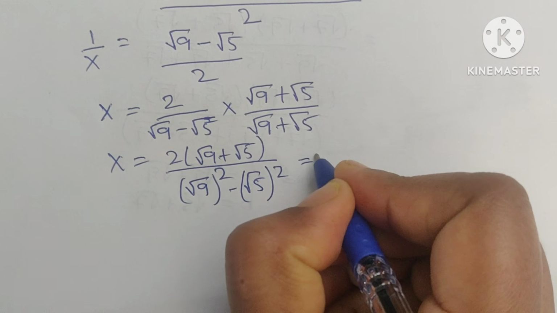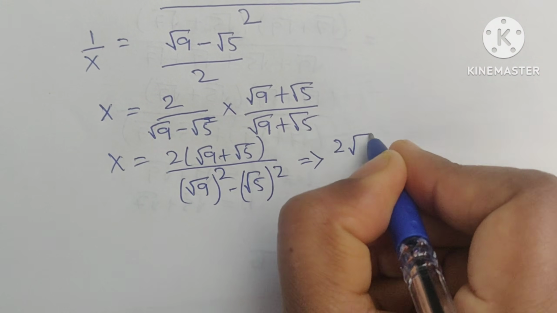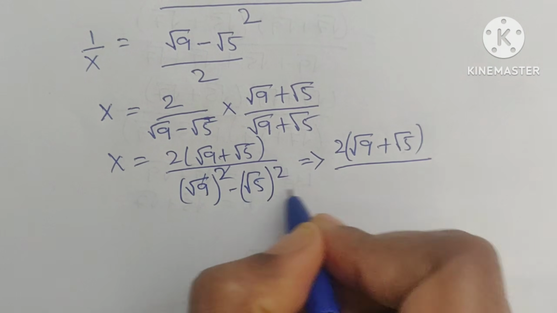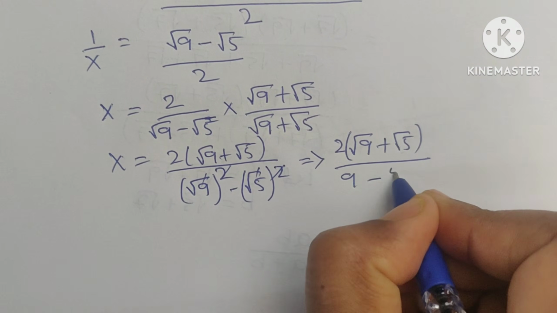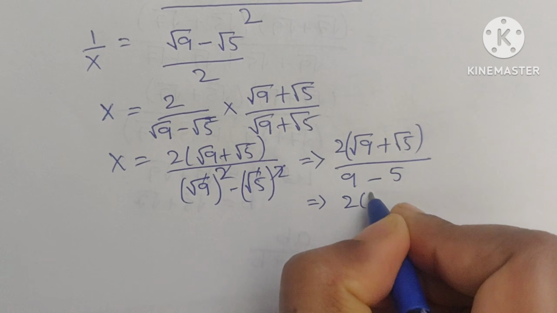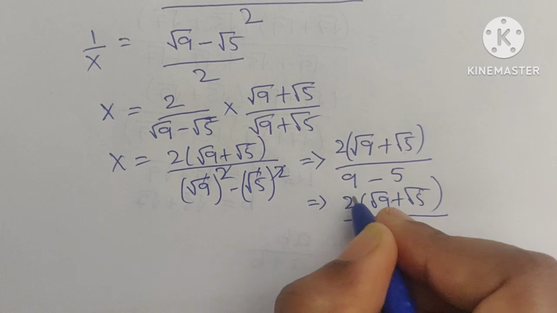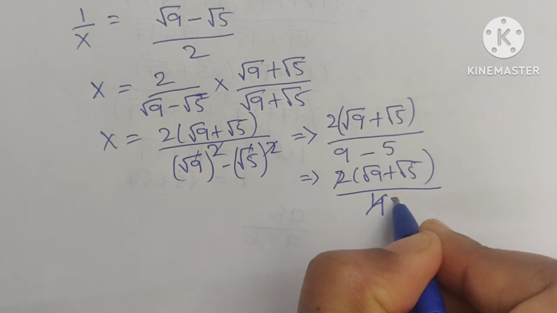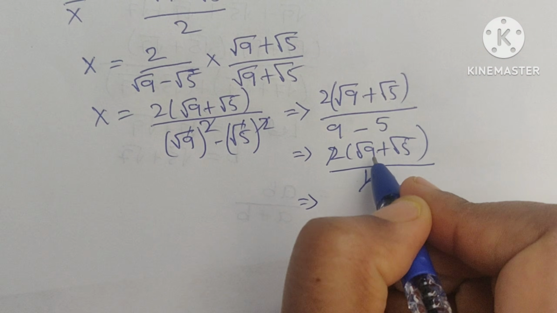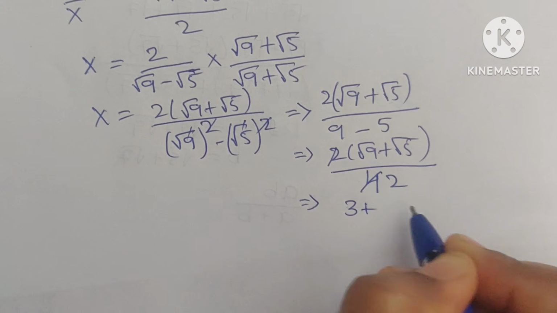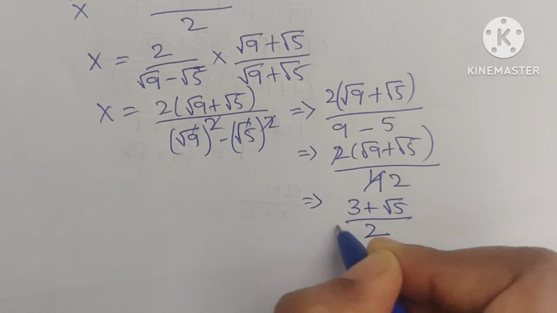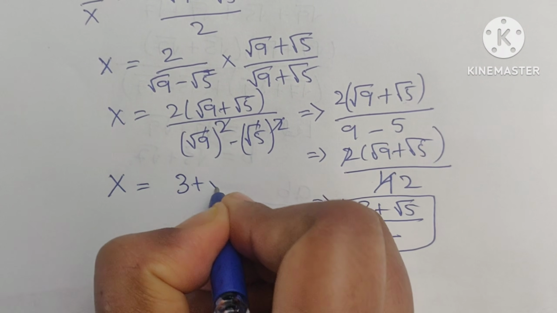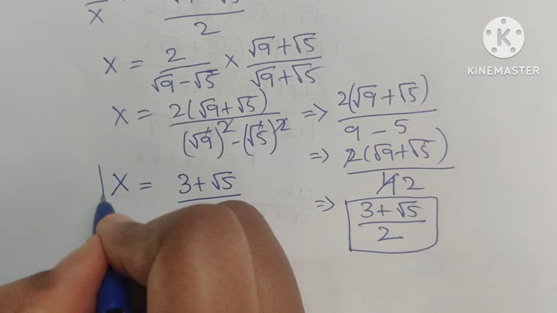So now 2 times square root of 9 plus square root of 5 divided by, so the 9 square root gets cancelled, 9 minus the square root gets cancelled, 5. So we will get 2 times square root of 9 plus square root of 5 divided by 9 minus 5, which is equal to 4. So we can cancel out this 2. So 2 times 2 is equal to 4. So we know that the square root of 9 is equal to 3. So 3 plus square root of 5 divided by 2. So this is the answer. x equals 3 plus square root of 5 divided by 2 is the answer.